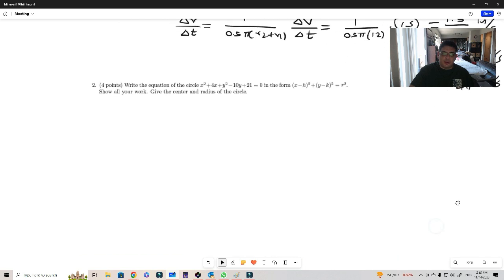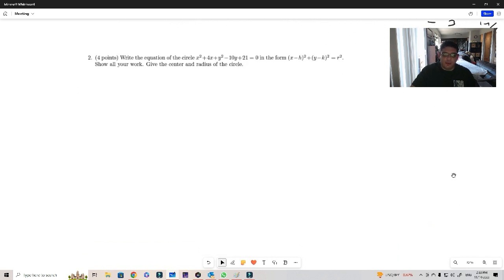Now, for question number 2 of the quiz, we are supposed to write the equation of a circle. The purpose of this is that you understand how to complete the squares. So you have x squared plus 4x, and then plus y squared minus 10y, and we can write this 21 on the other side as a negative number.